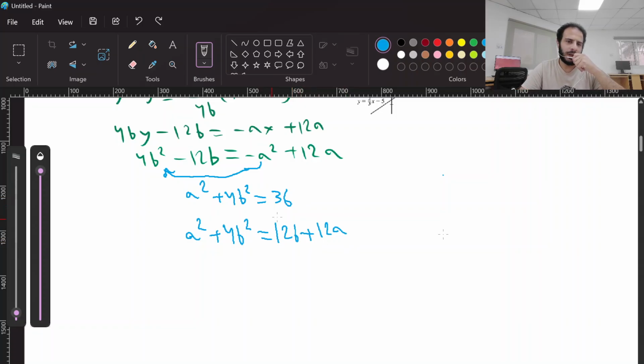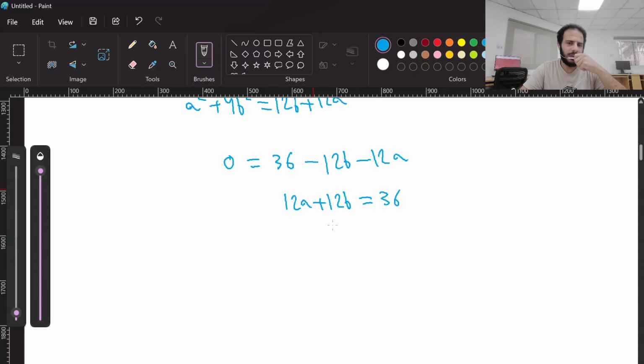Now, subtract these equations from each other. Left side minus left side is 0, right? Then it equals 36 minus 12b minus 12a. Move them to the other side and divide by 12. Let's do it in two steps. So 12a plus 12b equals 36. You get a plus b equals 3.